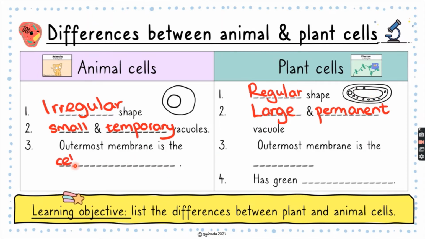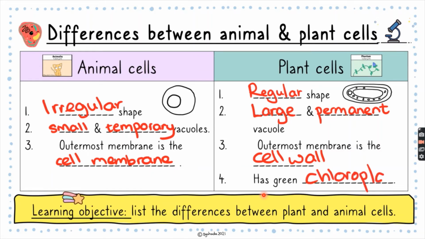Okay, the outermost membrane for animal cells is the cell membrane. However, for plant cells, they have the cell wall instead. And one more thing is that plant cells all have green chloroplasts, and animal cells do not have this. So this is the major difference between the animal cell and the plant cell.